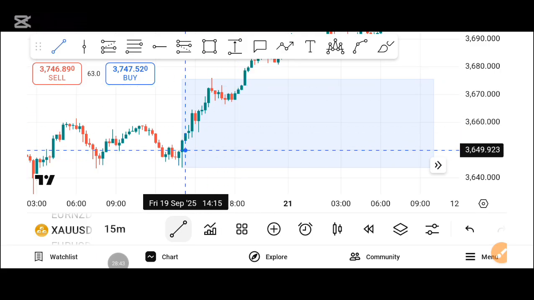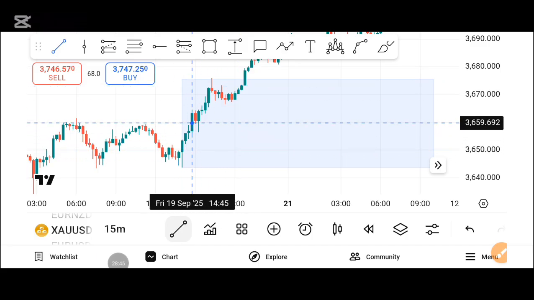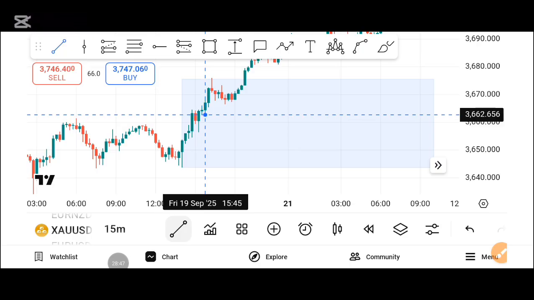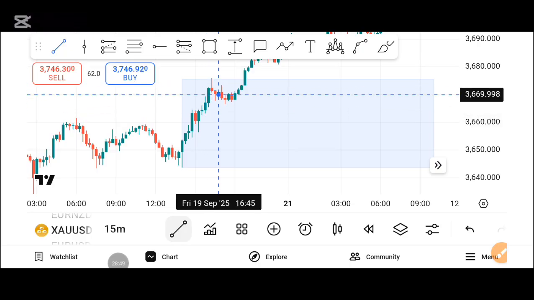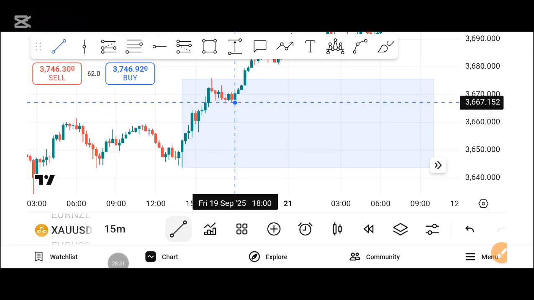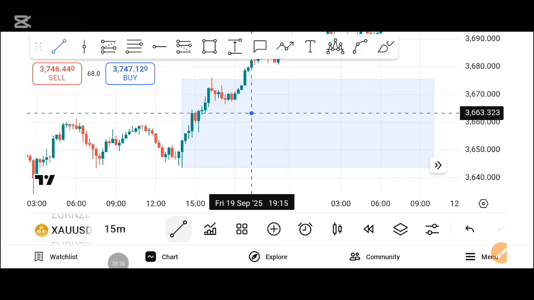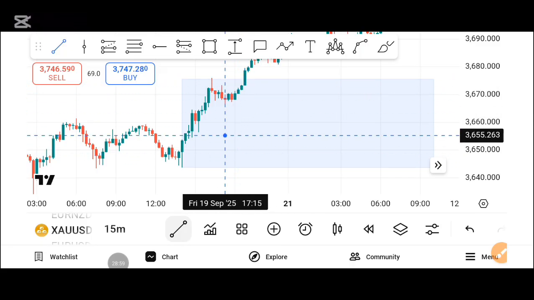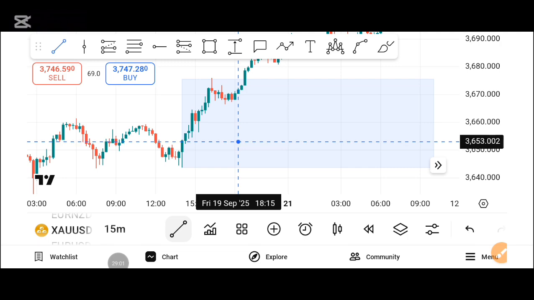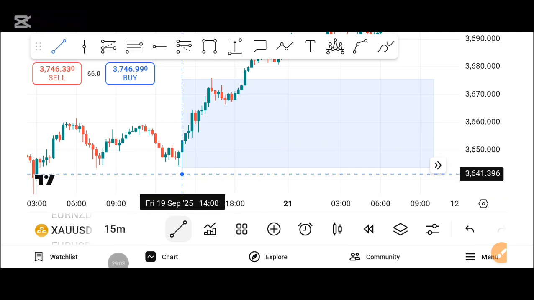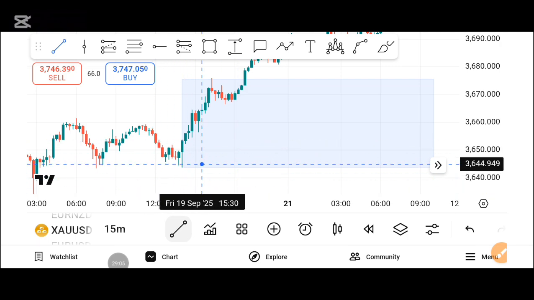1 candle, 2, 3, 4, 5, 6, 7, 8, 9, 10, 11, 12, 13, 14, 15, 16, 17, 18, 19, 20, 21, 22. 22 candles were formed in just 4 hours. So one of these candles represents 15 minutes.